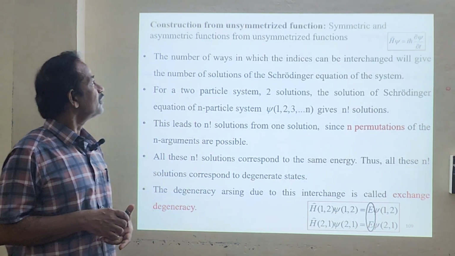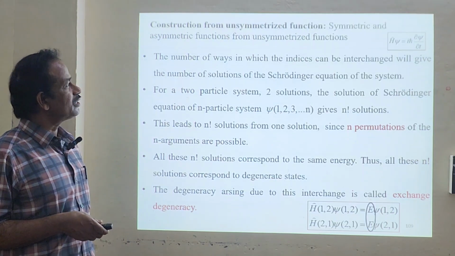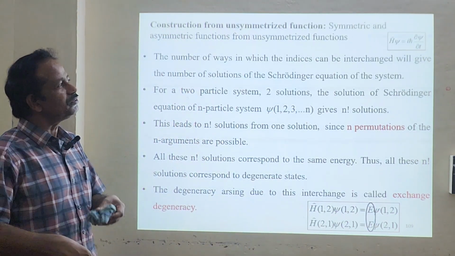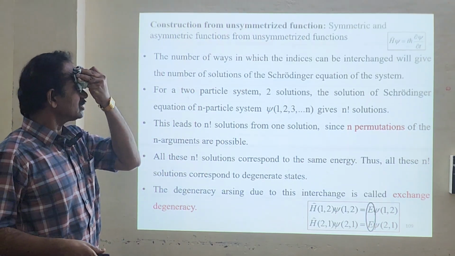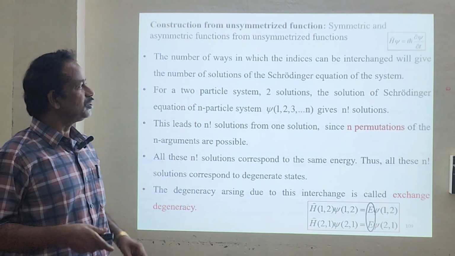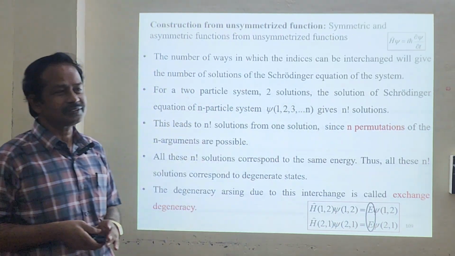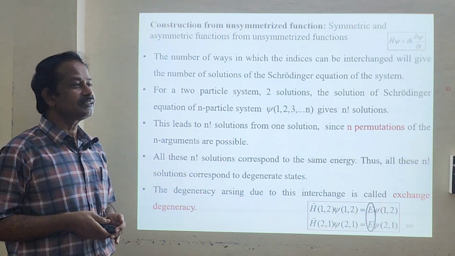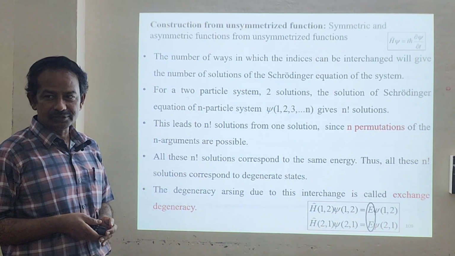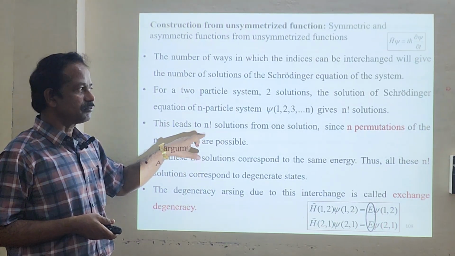Let us see. The number of ways in which the indices can be interchanged will give the number of solutions of the Schrodinger equation of the system. For a 2 particle system, 2 solutions. The solution of Schrodinger equation for n particle system gives n factorial solutions. For 3 particles, the solutions will be 3 factorial. For 4 particles, 4 factorial. This leads to n factorial solutions from one solution.